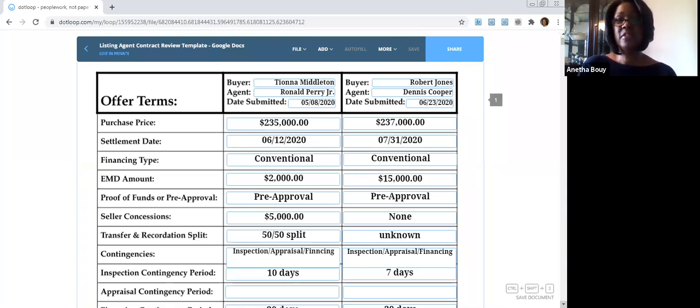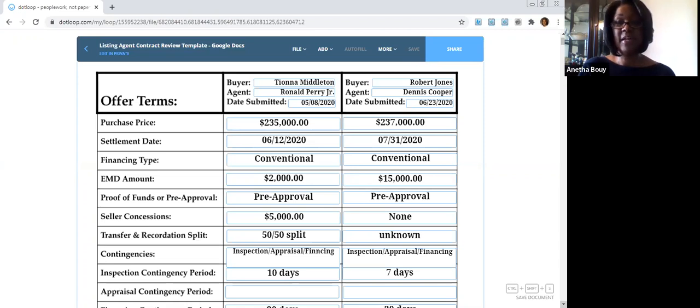Let's look first at Tiana Middleton's offer. Her agent is Ronald Perry, and the offer date was 5/8/2020. The list price for this property was $239. Tiana gave an offer of $235. She said that she can close on or before June 12th.